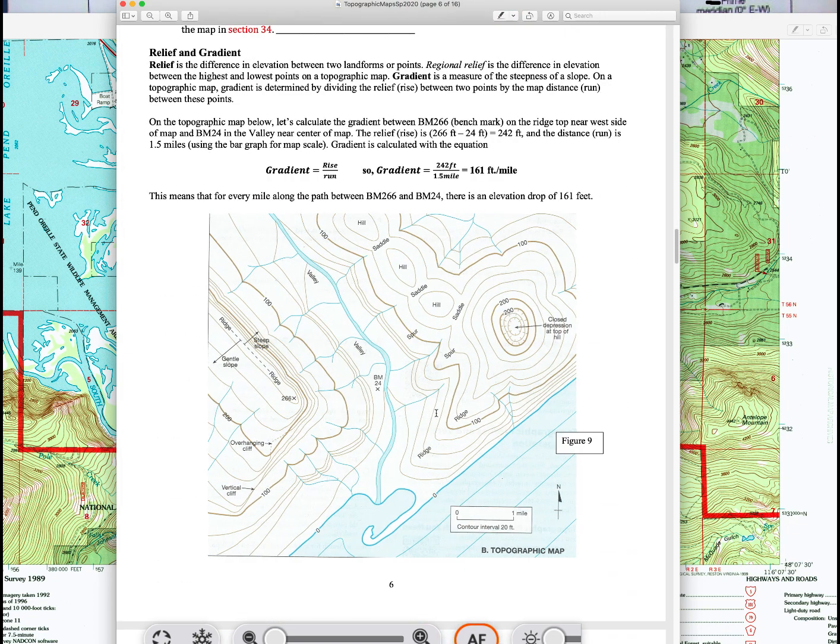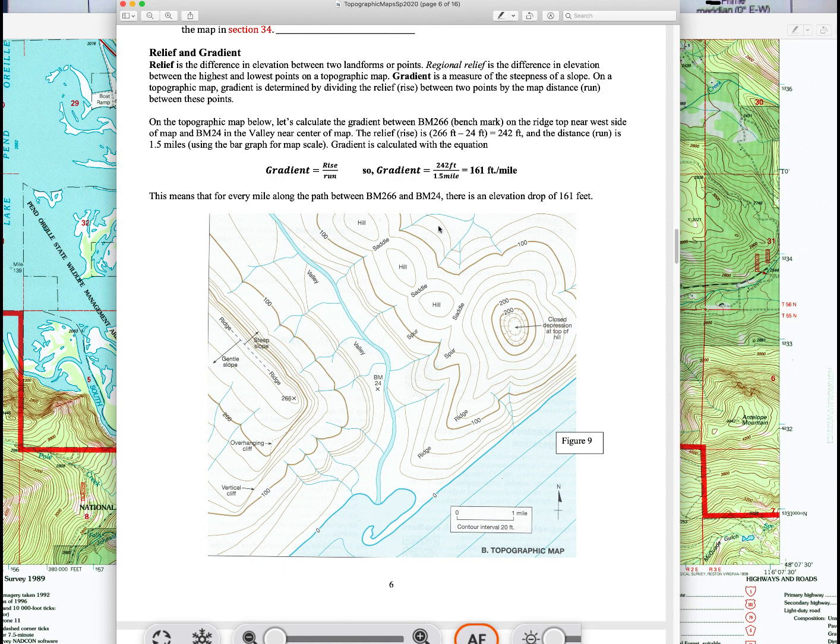Now the next section here deals with gradient. And gradient is a slope. The closer the contour lines are, the steeper the slope; the farther apart the contour lines are, the more gentle the slope. We can do gradient from one topographic line or contour line to another.